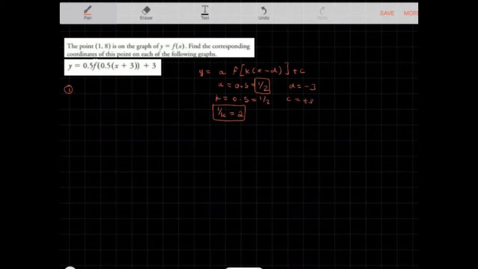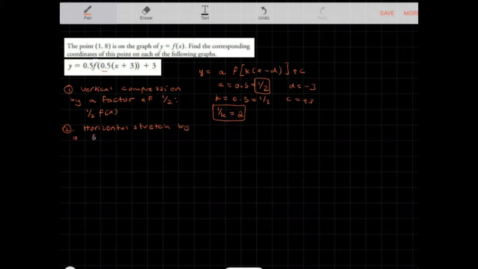So the first transformation in words is a vertical compression by a factor of 1/2, or you can write this as 1/2 f(x). In the second transformation, we're looking at this k value, 1/k, and there is a horizontal expansion, or horizontal stretch, by a factor of 2, and in function notation we can write this out as 1/2 f(1/2 x).